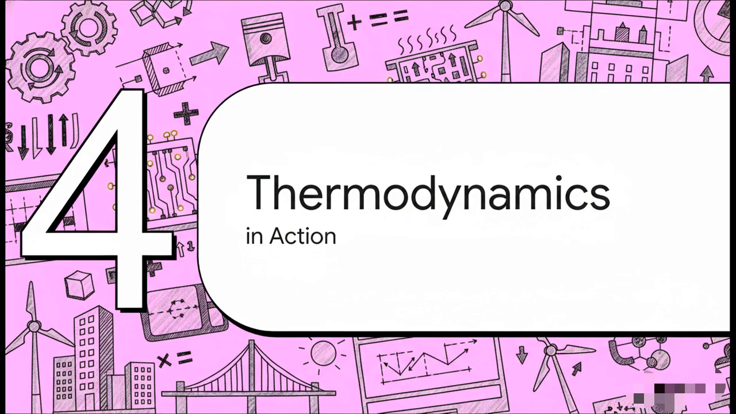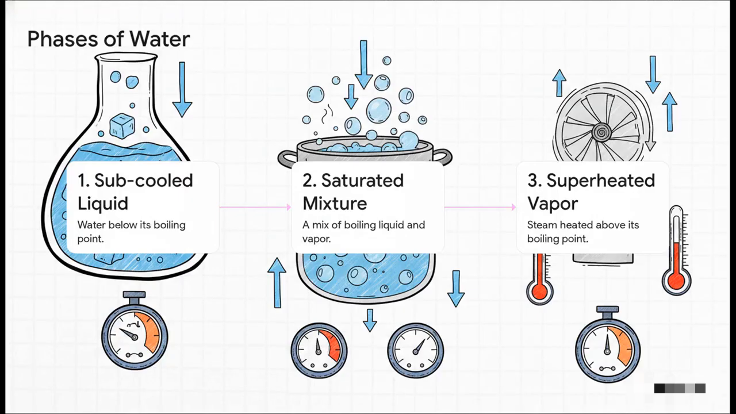So, now that we've got the rules of the game down, let's see how engineers actually use them to build the world around us. Okay, take water, for instance. These laws let us predict perfectly how it changes from a liquid to a gas. By controlling pressure and temperature, engineers know the exact moment water will be a subcooled liquid, when it'll be that boiling mix of liquid and vapor, and when it becomes superheated steam. And that superheated steam, that's the magic ingredient for generating most of the world's power.